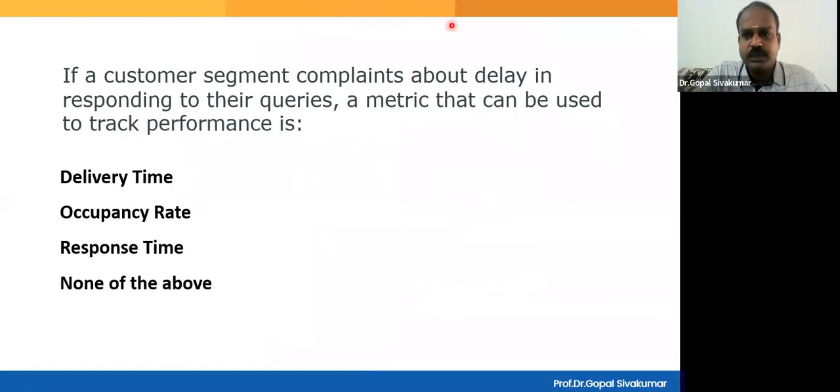So some useful quiz here. If a customer segment complains about the delay in responding to their queries, a metric that can be used to track performance, there are 4 options here: delivery time, occupancy rate, response time, and none of the above. And what is the customer problem here? There is a delay in response. So the metric that can help you to understand the problem is response time. Response time. So this is the correct answer.